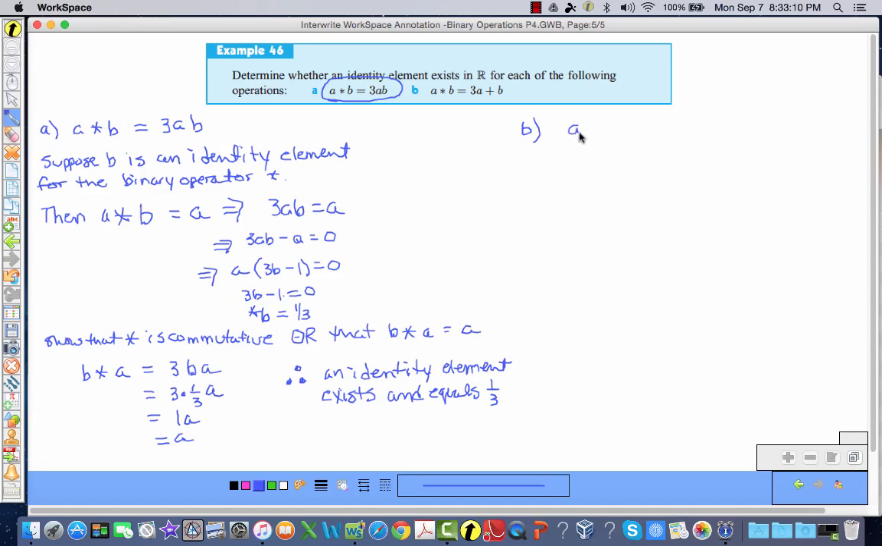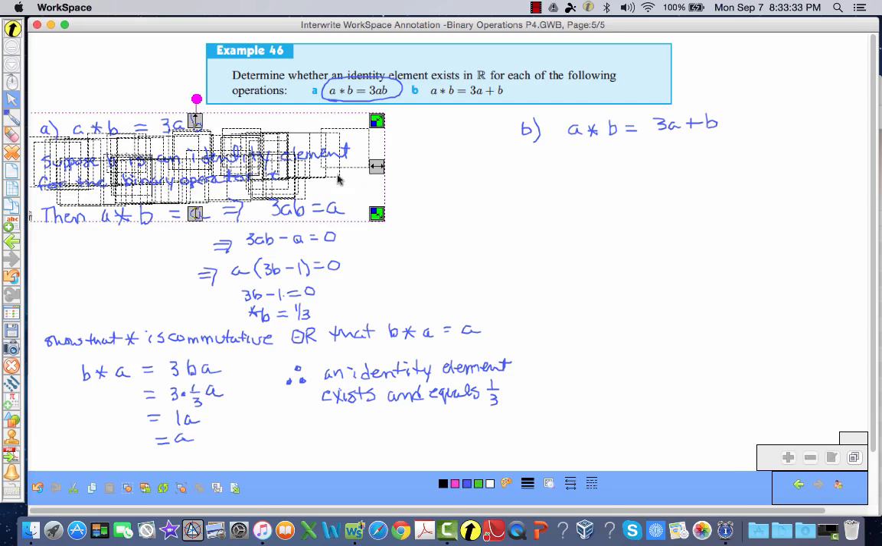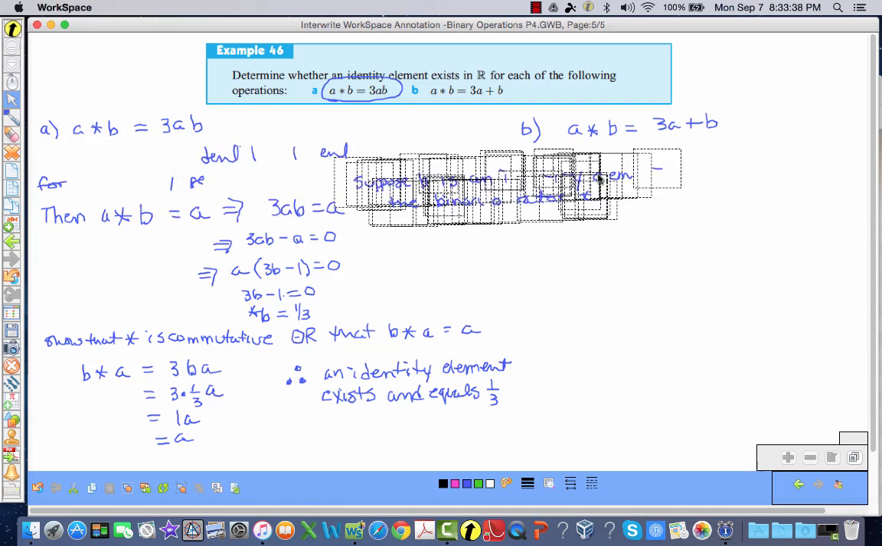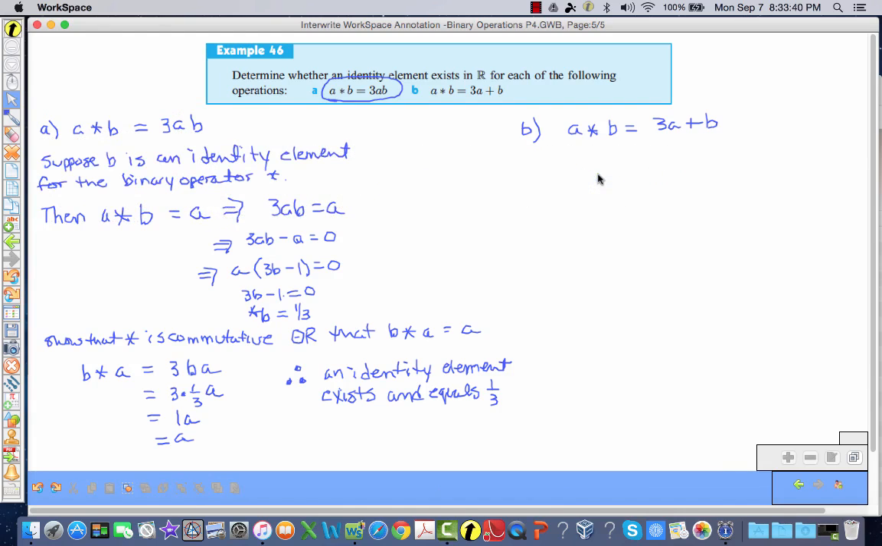What about A star B being equal to 3A plus B, okay? Well, if I do the same thing here, let's see if I can copy this. Suppose B is an identity element for the binary operator star. I'm going to copy that. Actually, I'm just going to move it over. That's how I probably could have had it written by now, but I'm going to move it over. It didn't work. Okay, you get the idea. I guess I'll just rewrite it.